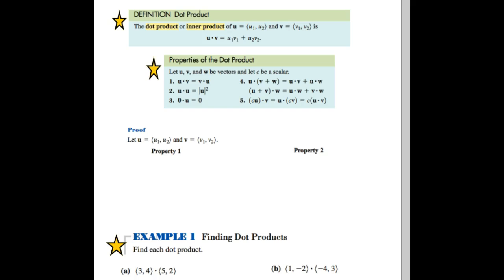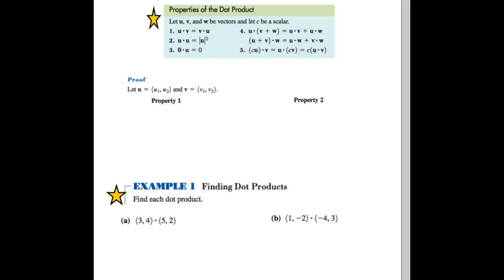Property 5 here says if we are taking a scalar c times u, so we're stretching or compressing a vector, with a dot product with a second vector, it really doesn't matter which one we multiplied by the scalar. We could multiply u by the scalar, we could multiply v by the scalar, or we could do the dot product first and then multiply that answer by the scalar. We're going to get the same result. We're actually going to prove the first two properties.